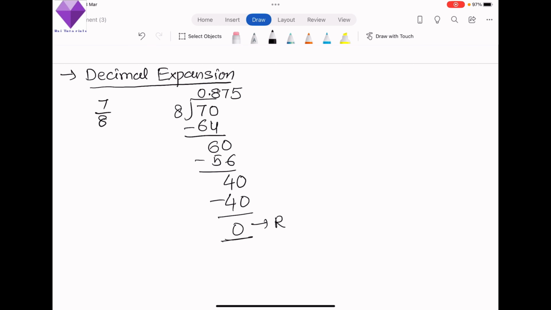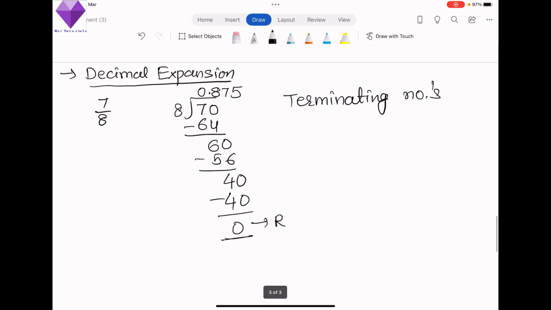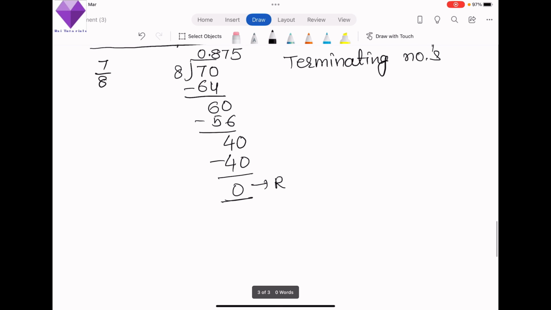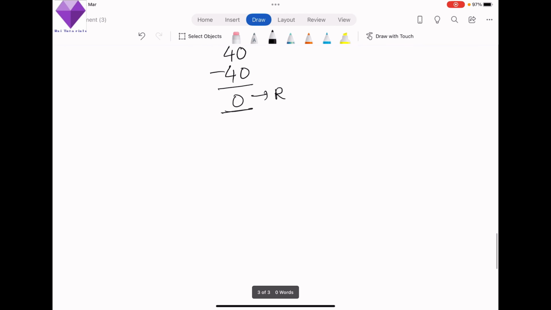If I am getting the remainder 0, this type of numbers are called terminating numbers. And there is no digit repeated. So they are only terminating numbers, but here it can be possible that some of the digits may repeat, so then it will be a repeating number.